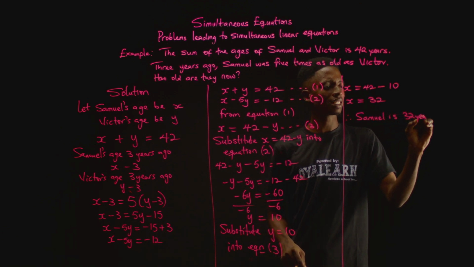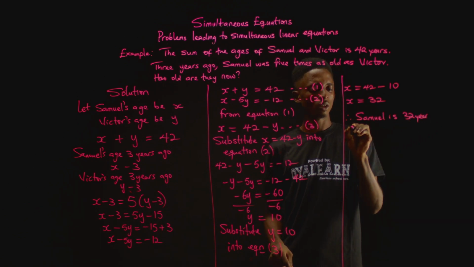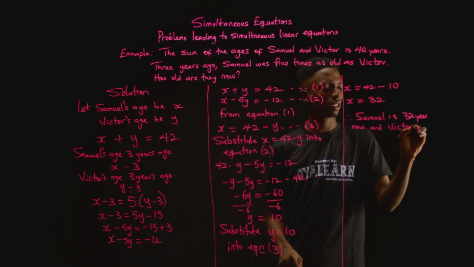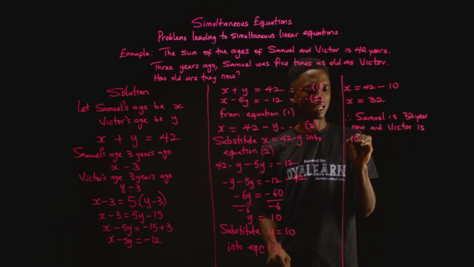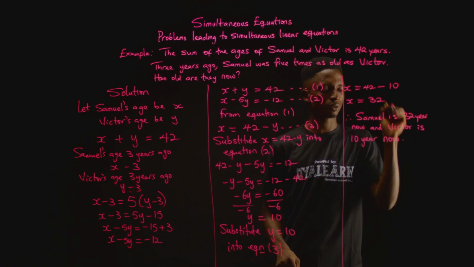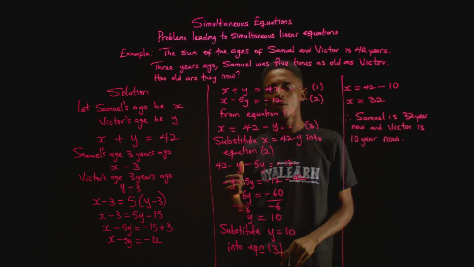Therefore, Samuel is 32 years now, and Victor is 10 years now. And that is how we solve this problem.